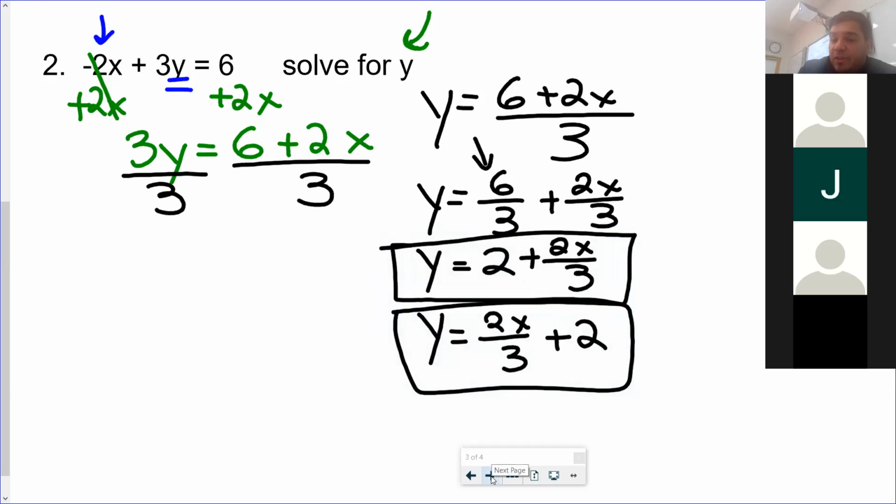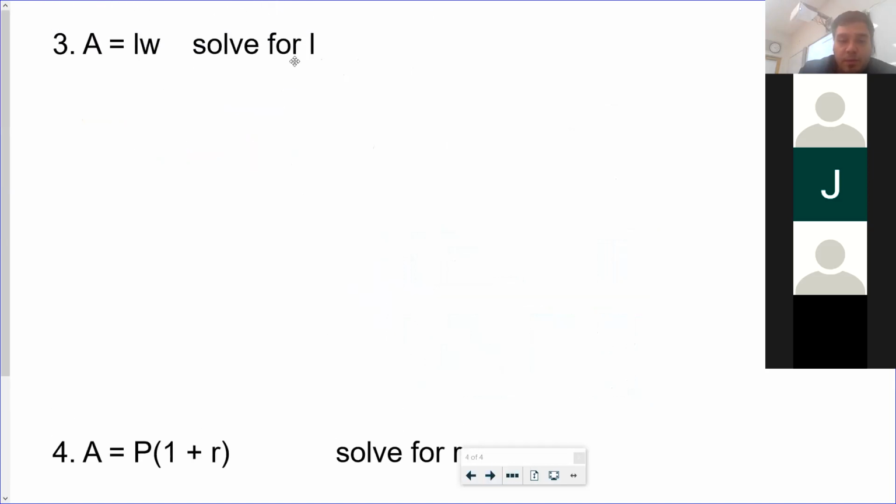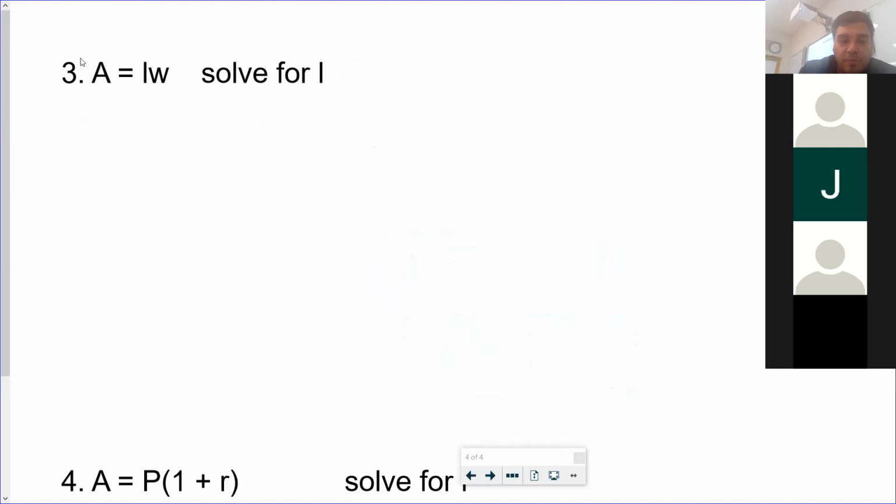Okay. I'm going to the next page. Does anyone need this? So over here, does anyone recognize this formula? A equals L times W?